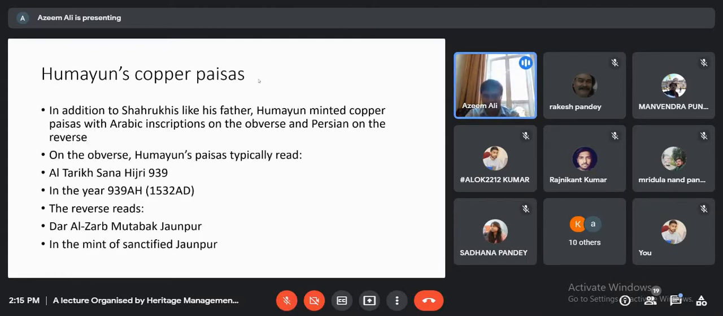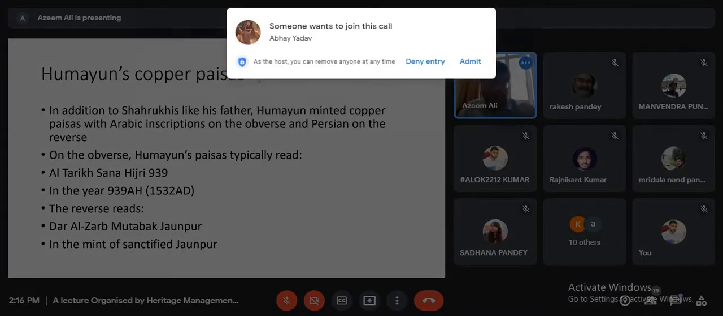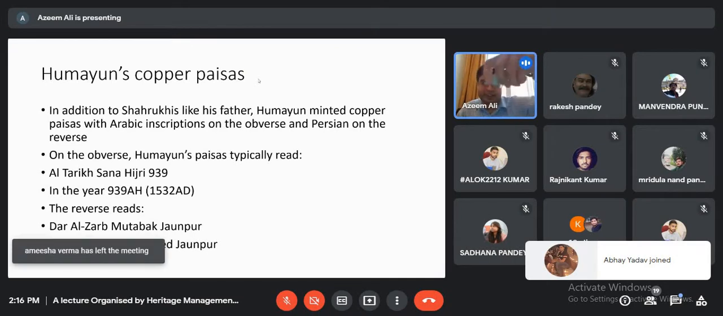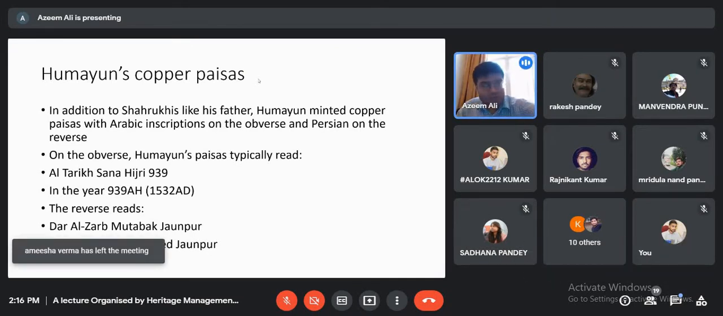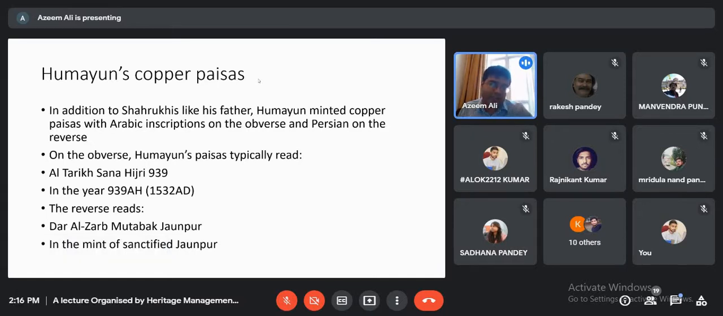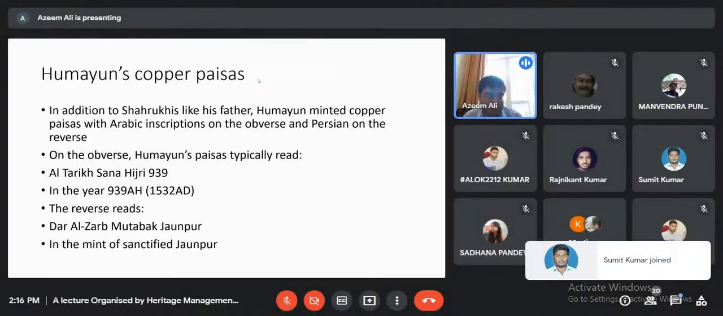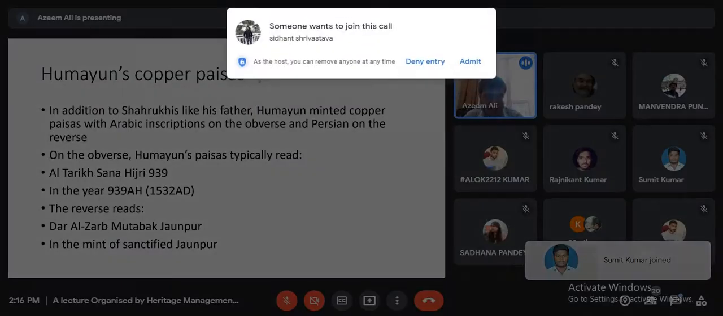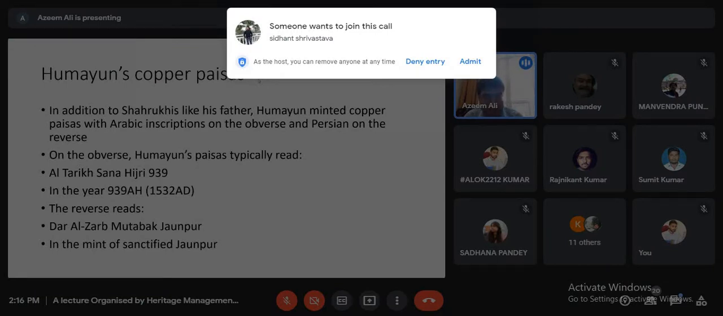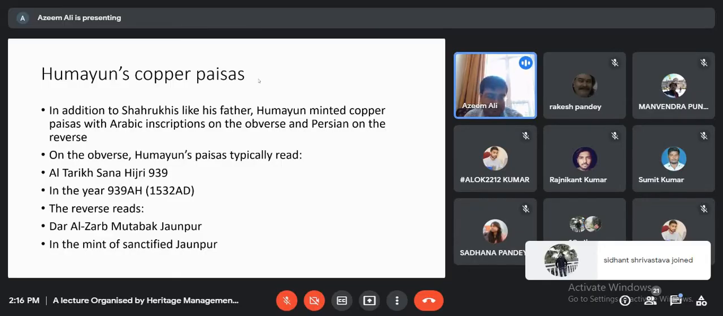And going to look at Humayun's coins. In addition to Shahrukis like his father, which he also struck, such as these. This is the Shahruki of Humayun, struck in Lahore. Humayun also minted copper pesos with Arabic inscriptions on the obverse and Persian on the reverse. On the obverse, Humayun's pesos typically read Al-Tariq Sana Hijri 939, which means in the year 939 Hijri, which is about 1532. So struck early in his reign.